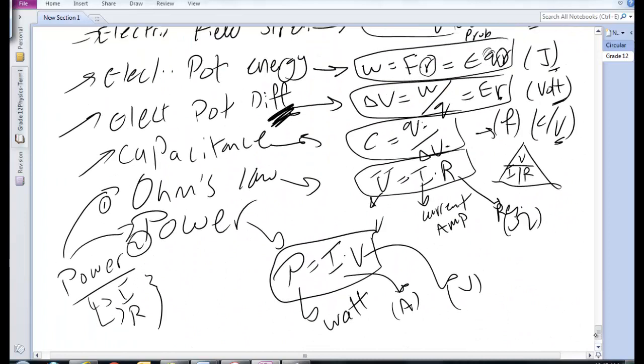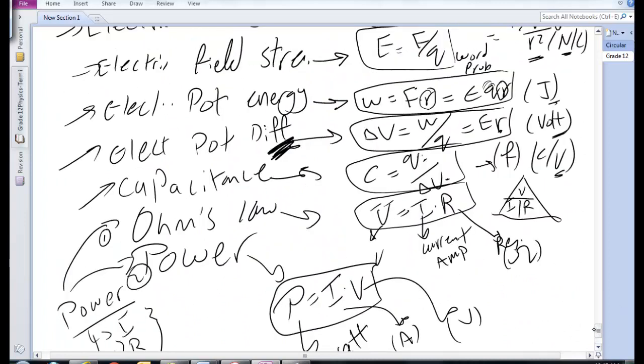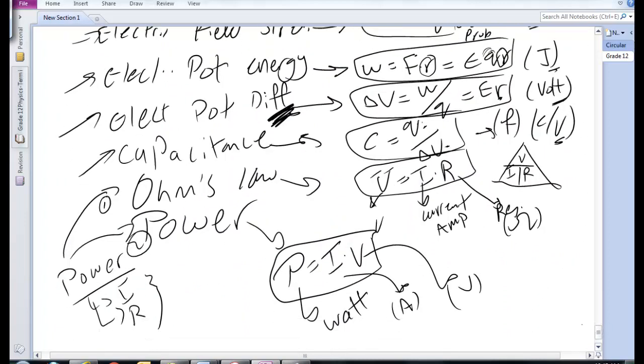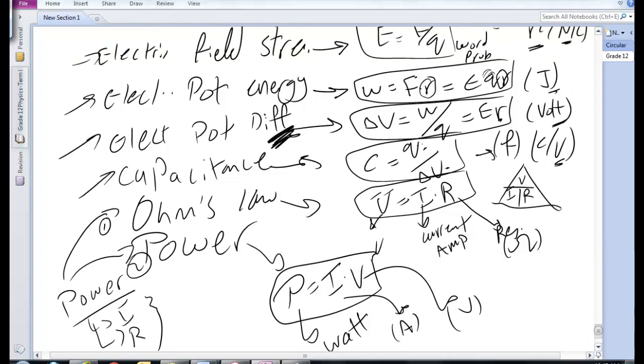And the power is the current multiplied by the voltage. So these are all of the physical quantities that you need to calculate.